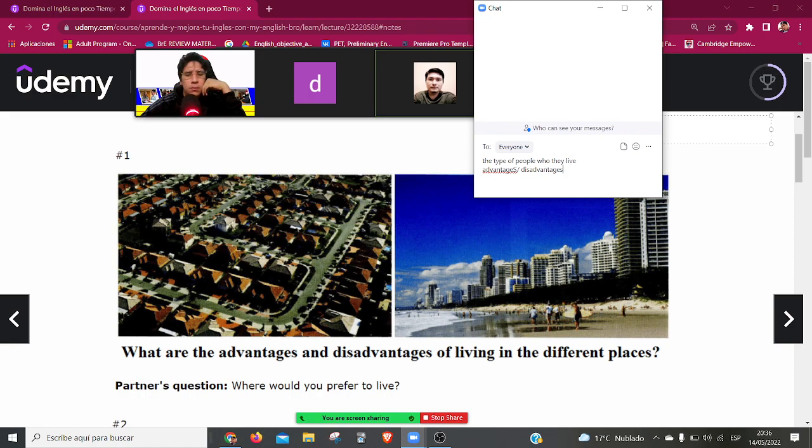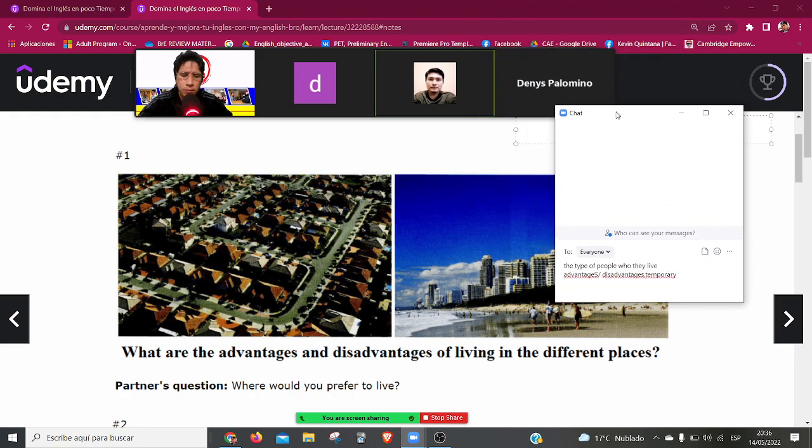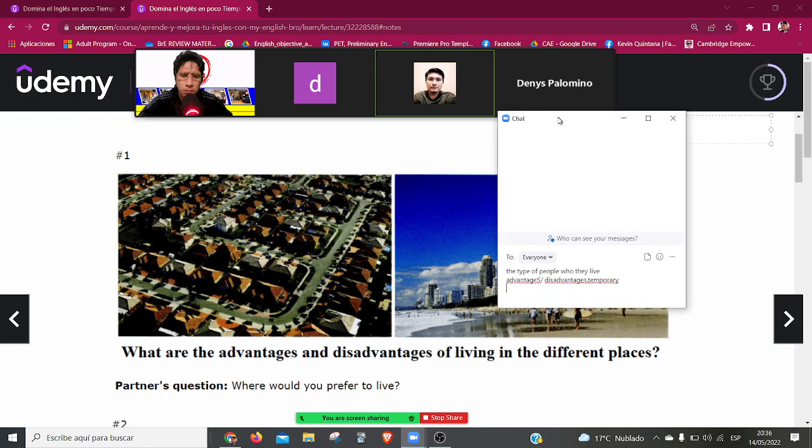Because the people probably live there for a temporal time. Well, I think this is the disadvantage in this case. The advantage is if you like to find friends for all your life, probably you can live in the neighborhood, in the first picture.